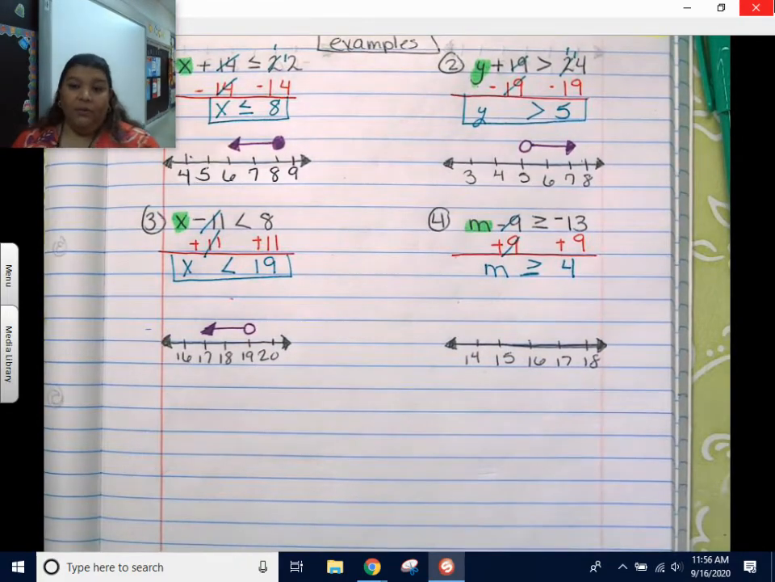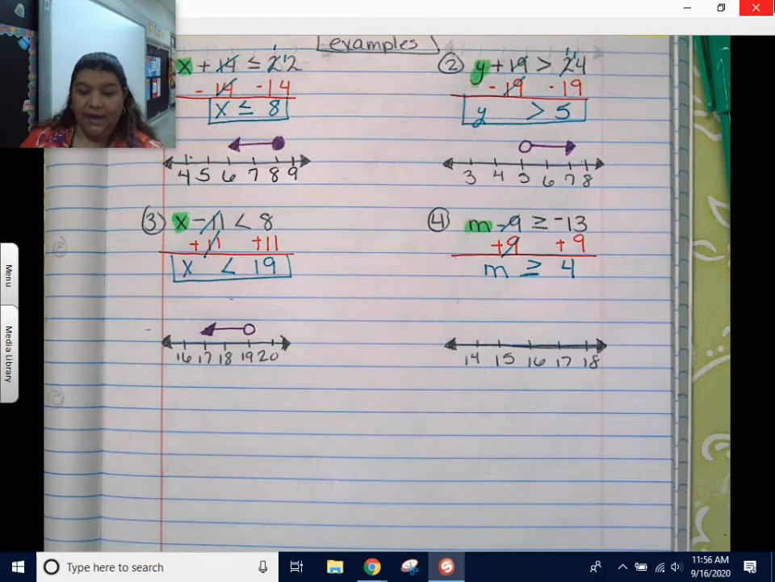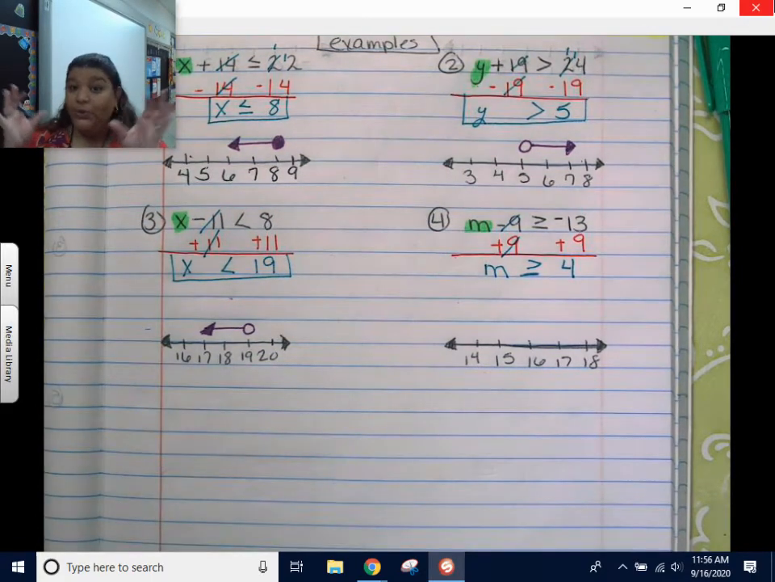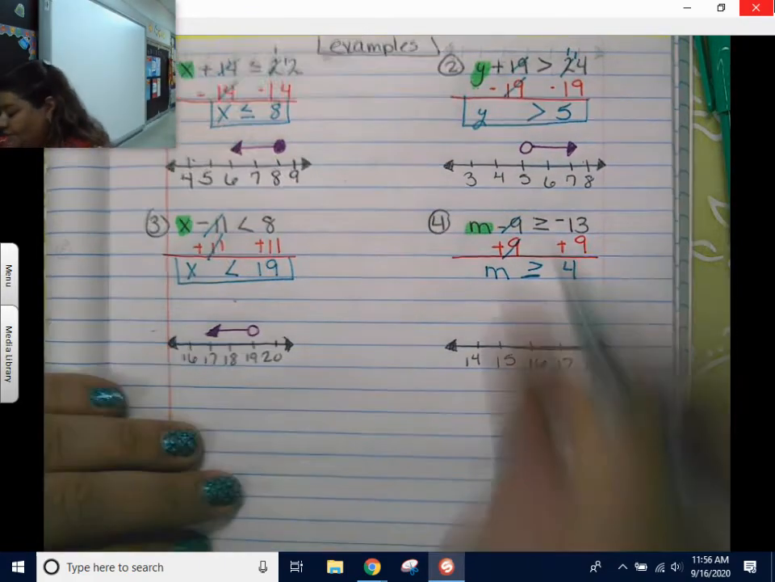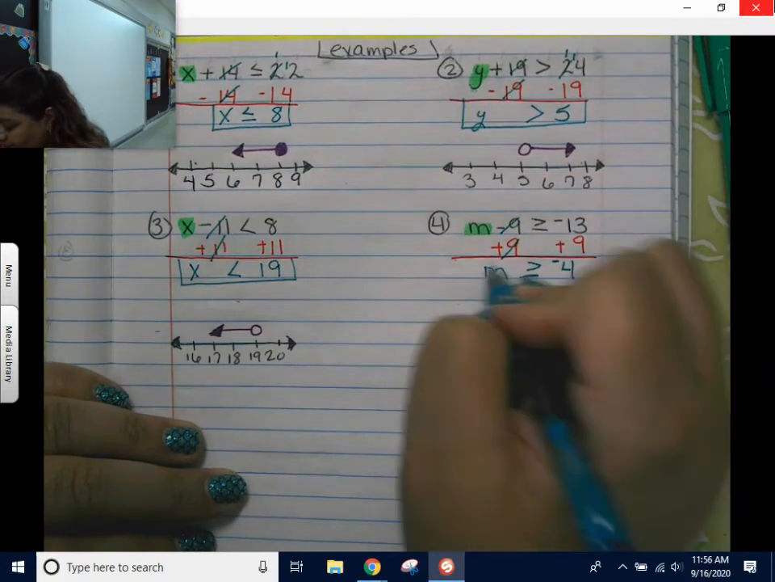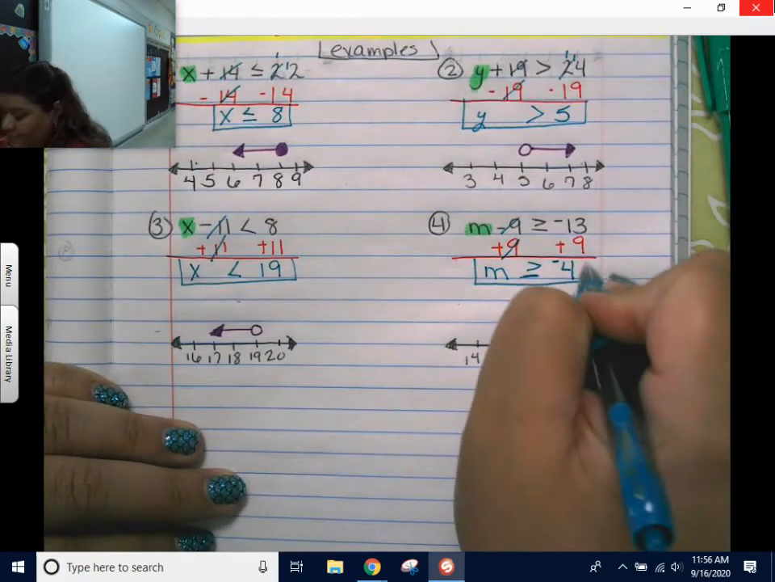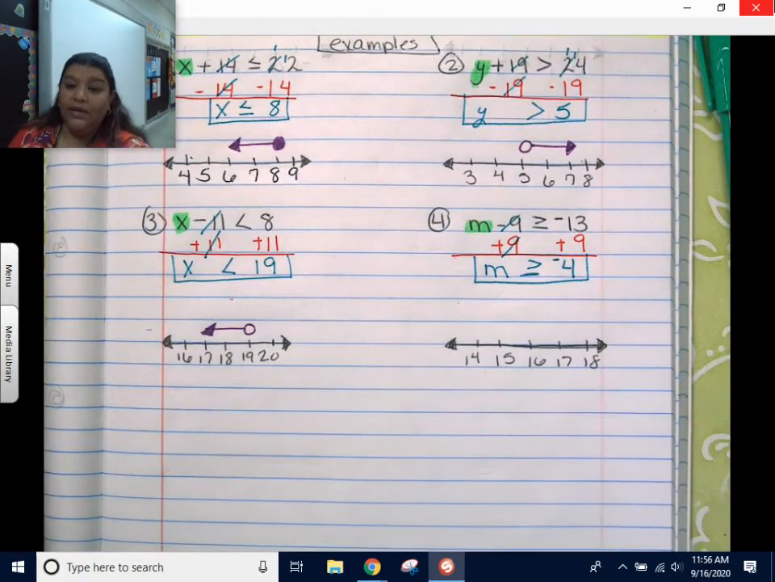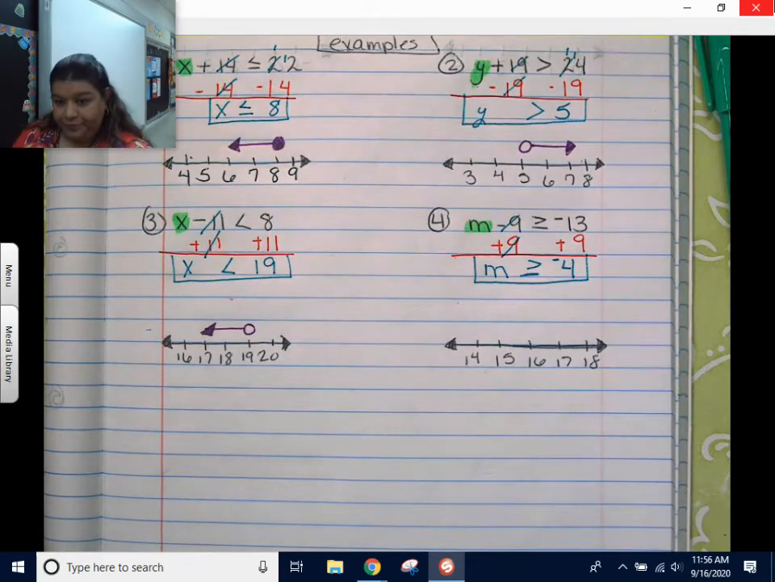Now, with that rule, we have to think. I have 13 negatives versus 9 positives. Who has more? The 13 negatives. So my answer is going to be negative. So M is greater than or equal to negative 4.